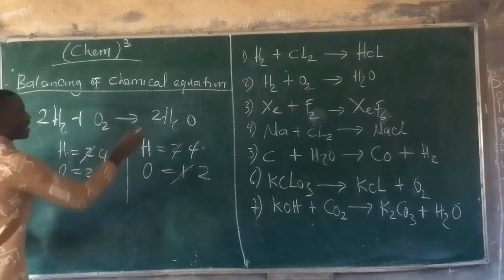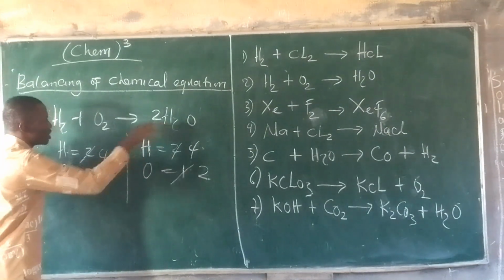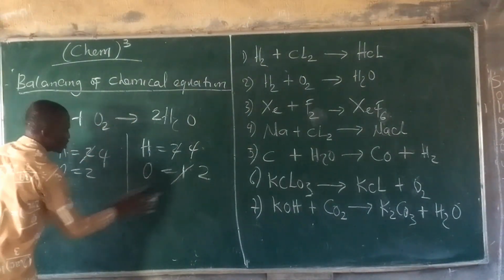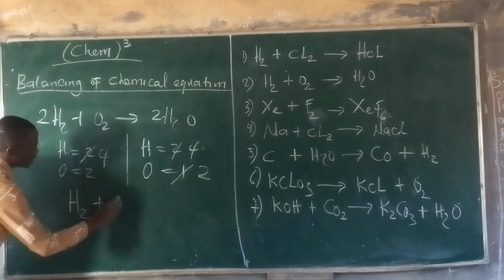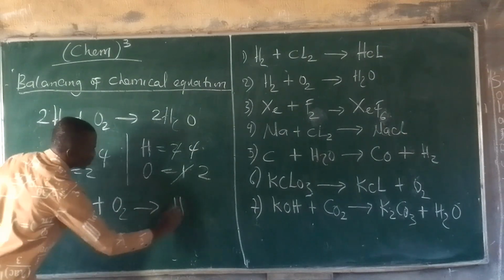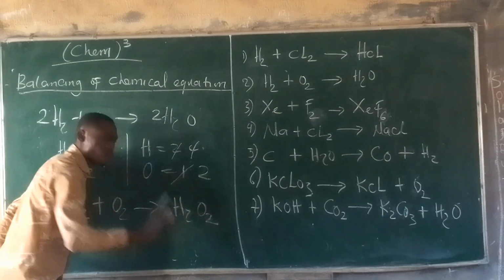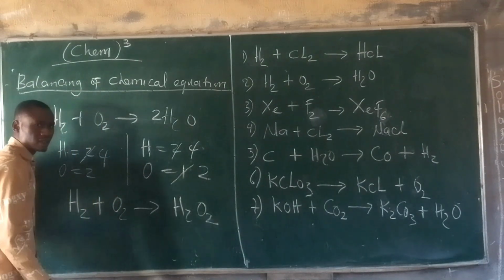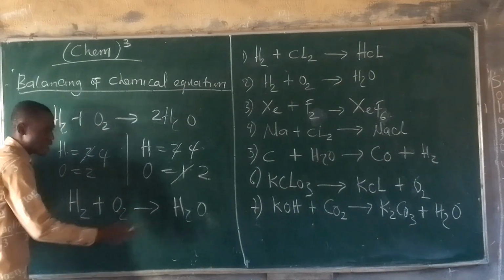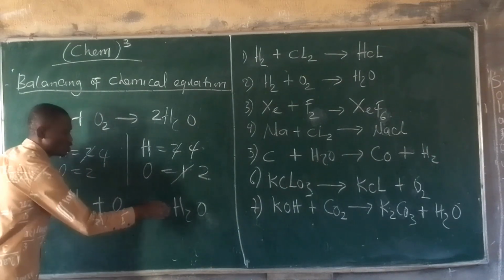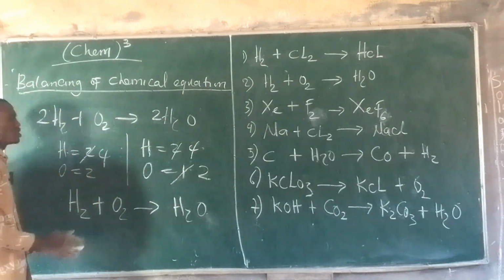Before we get to the next one, don't change the subscript. Please take note. You're not permitted to change the subscript. What I mean by that is this. We have some cases where students want to balance an equation and they say, since we have 2 hydrogen here, let's just put 2 here. No. Don't try that. If you do that, you're going to have a wrong product. So we don't do that. What we are permitted to change is the whole number, the coefficient, not the subscript.